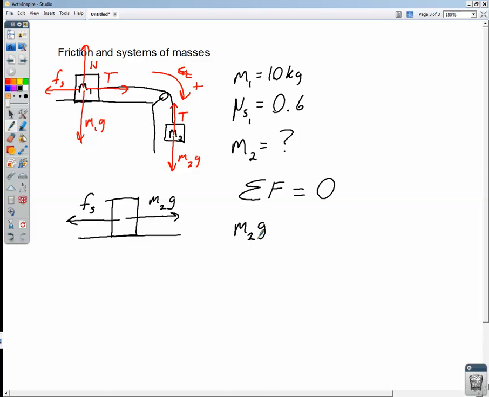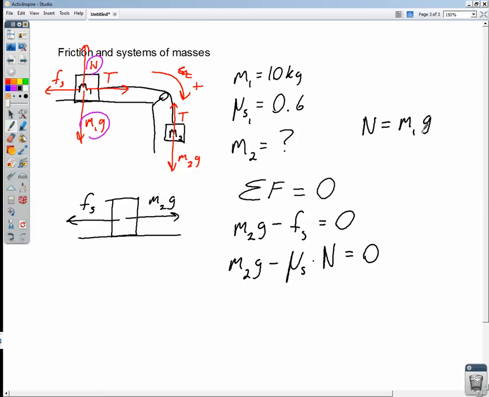We've got M2G going in our defined positive direction minus the force of static friction, and that's equal to 0. Plugging in our equation for the force of static friction, we've got M2G minus the coefficient of static friction times the normal force on block 1 is equal to 0. Here's where our free body diagram from block 1 comes in. The normal force has to be equal and opposite to the weight of M1 because M1's not accelerating in the y direction. So we can substitute in the normal force on that block is equal to the weight of the block, M1G. Substituting for the normal force, we've got M2G minus the coefficient of static friction times M1G is equal to 0.